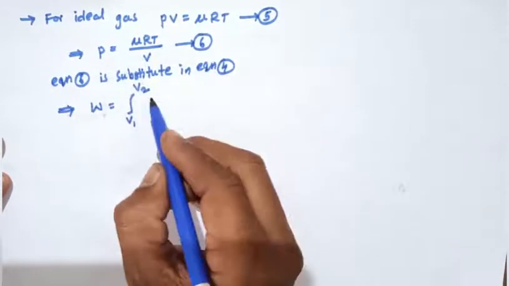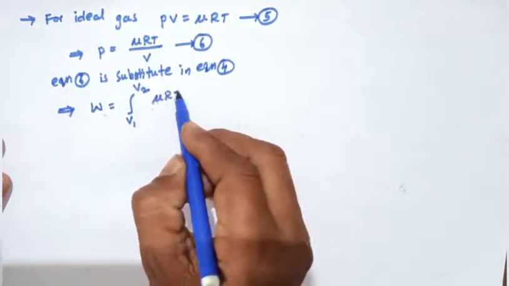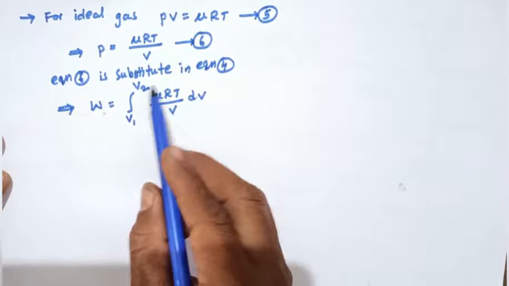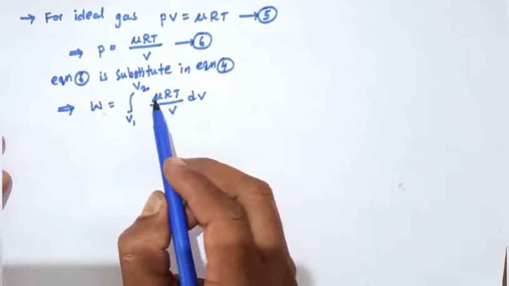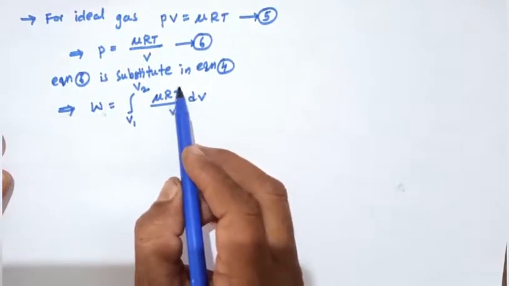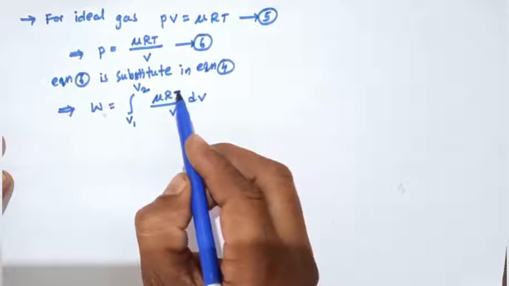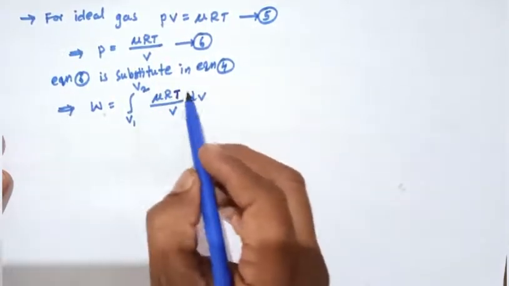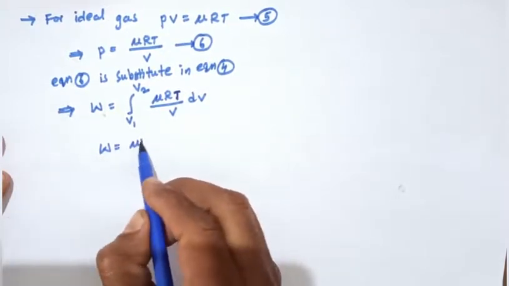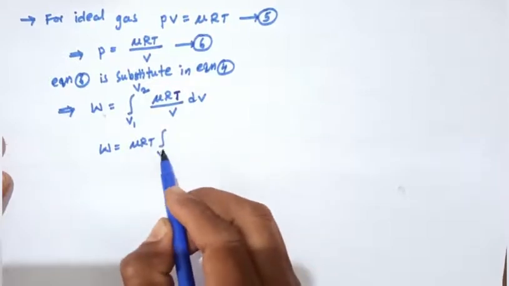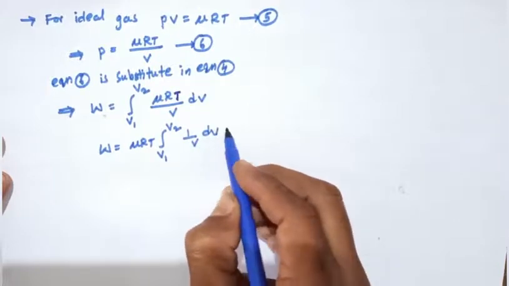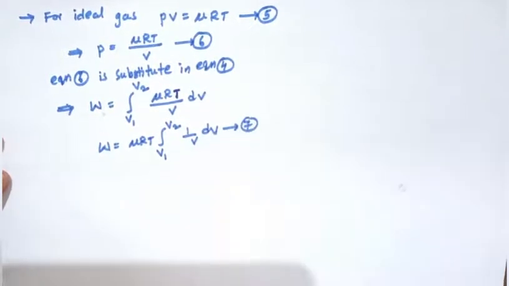P, so we can substitute mu RT divided by V into dV. Okay, in this equation mu is the number of moles and is constant, R is the universal gas constant and is constant, and T is the temperature. In an isothermal process temperature remains constant, so this term is taken outside. So then W equals mu RT, integration of V1 to V2, 1 by V dV. Okay, so this is equation number 7.